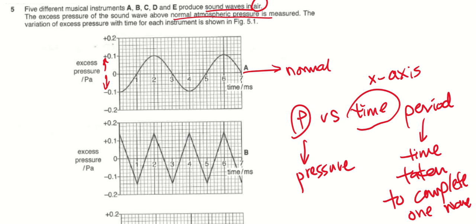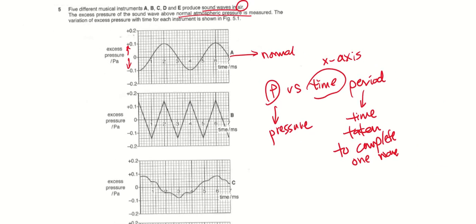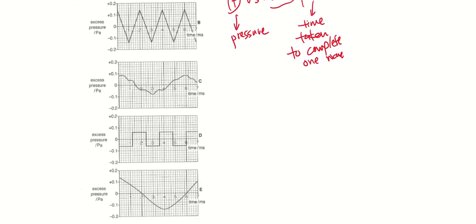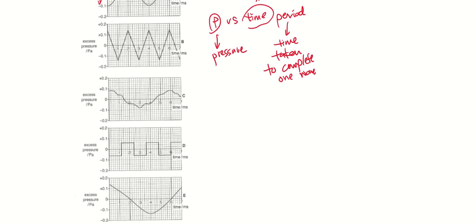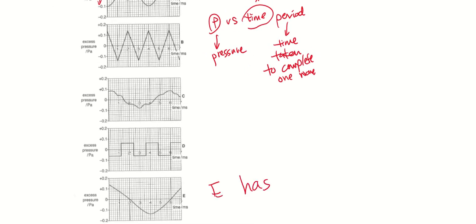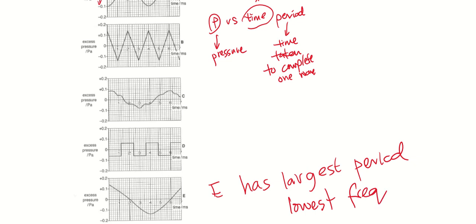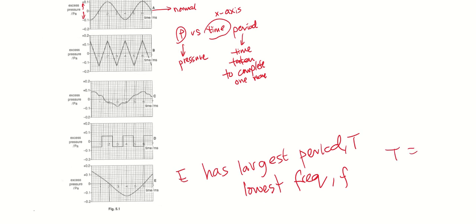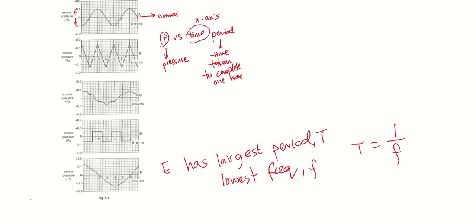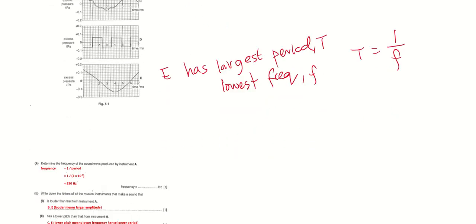Okay, so at first glance, which one has the largest period? A, B, C, D, or E? E has the largest period, right? That means which one has the lowest frequency? E has the lowest frequency because of the formula period equals 1 over f. The larger the period, the lower the frequency. Okay? So this is looking at the graph even before we look at the question.